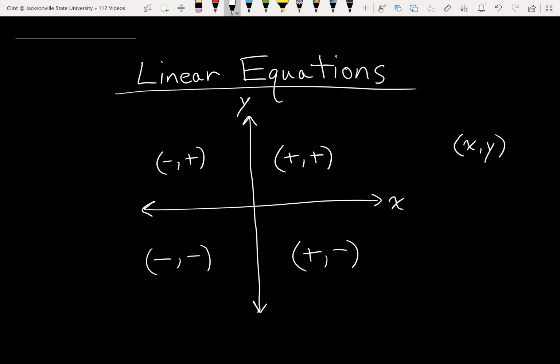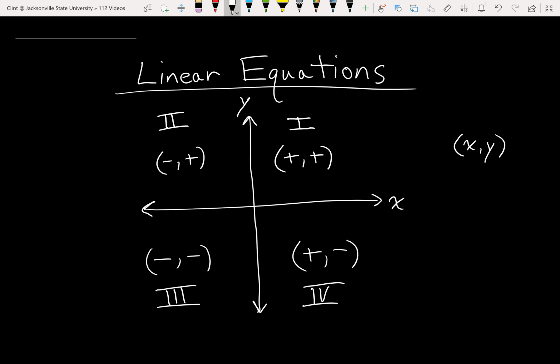We call these the four quadrants of the xy plane. We call them quadrants because there's four of them. And we label them using Roman numerals. So this is quadrant 1 with the Roman numeral I. Then we go counterclockwise. So this is quadrant 2, II. This is quadrant 3, III. And then the last one is quadrant 4, so that's IV.